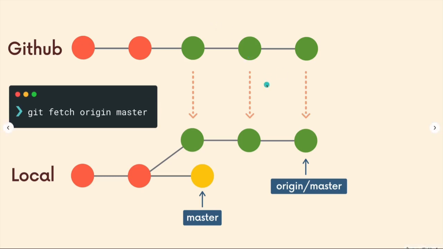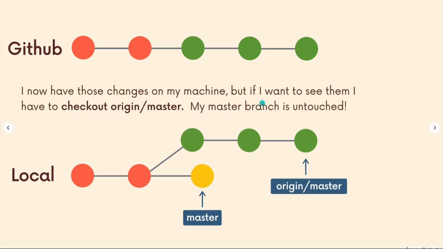And what will happen is that origin master, remember these remote branch references, that will update. So I have access, I can look at origin/master to see where is it, what's going on, what do the files look like, I can check it out, but my master branch has not changed in any way. That's exactly what this slide says. I got ahead of myself. I now have these changes on my machine, and if I want to see them, I can go check out origin/master, but my master branch is completely untouched.